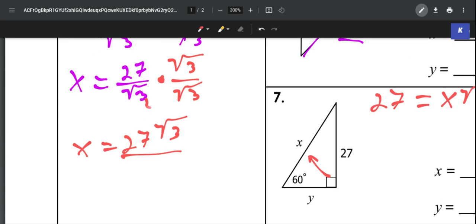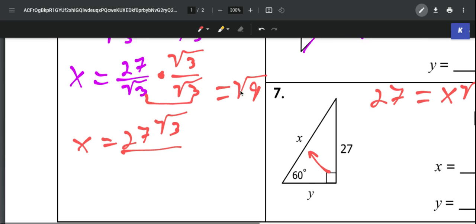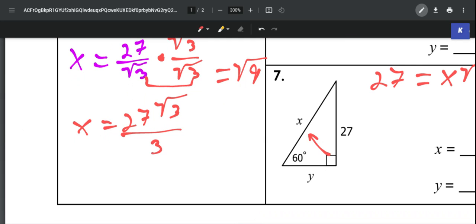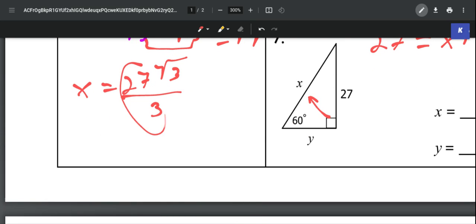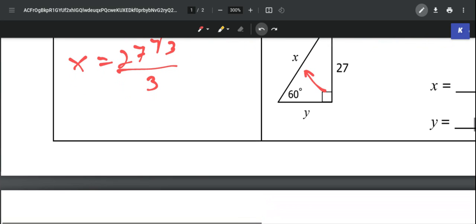And then on the bottom, if we take radical 3 times radical 3, that's going to give us radical 9. And the square root of 9 is 3. So now we no longer have a radical on the bottom. We just have to divide 27 over 3, which is going to give us 9. So we'll have x is equal to 9 radical 3.